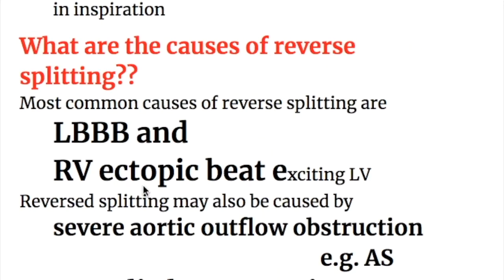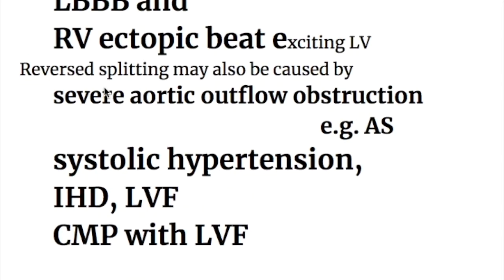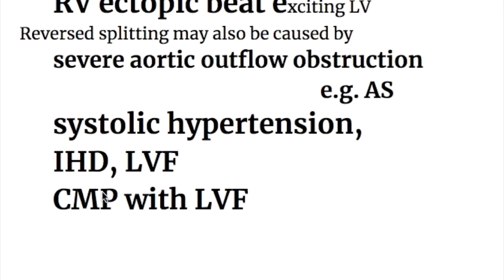So what are the causes of reversed splitting? The most common cause of reversed splitting is left bundle branch block and also a right ventricular ectopic beat that excites the left ventricle. Reversed splitting may also be caused by severe aortic outflow obstruction, as occurs in aortic stenosis. Reverse splitting also occurs in common cardiac disorders like systolic hypertension, ischemic heart disease, left ventricular failure, and cardiomyopathy with left ventricular failure.